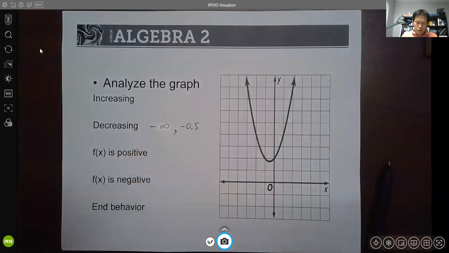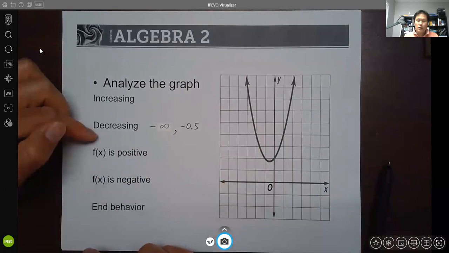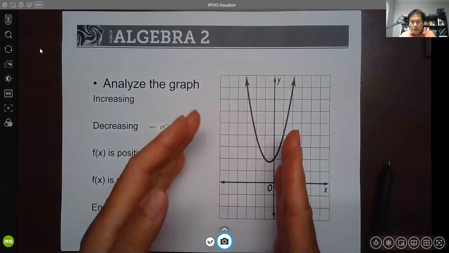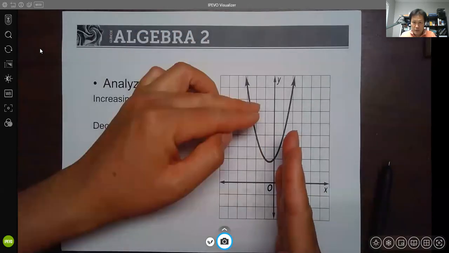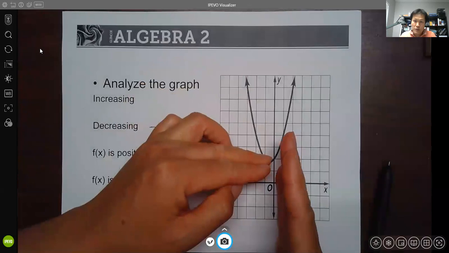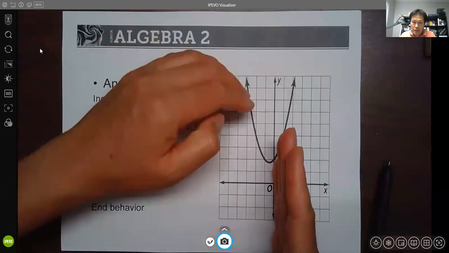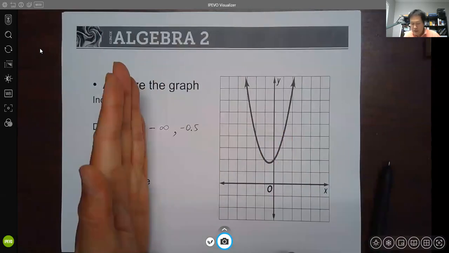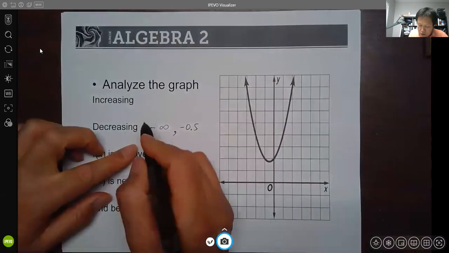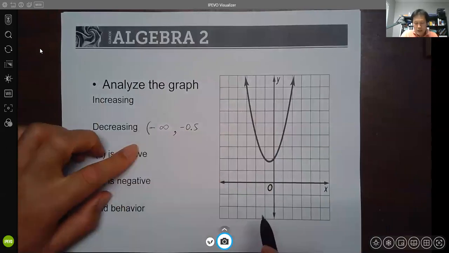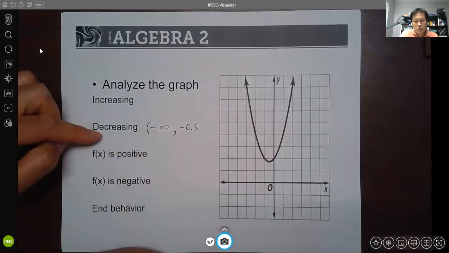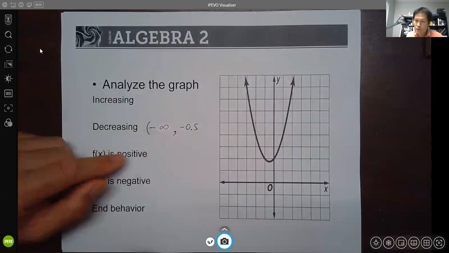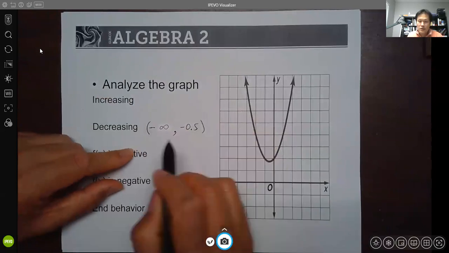So be careful. When you answer increasing, decreasing, you are answering from x value to x value. Y value is decreasing. Okay? So be careful. Where is y value decreasing? X value from minus infinity to minus 0.5. Infinity always gets a parenthesis. Increasing, decreasing, you always use parentheses, anywhere, for interval notation. Okay? So that's the answer for decreasing.